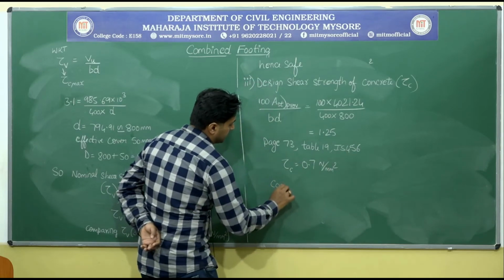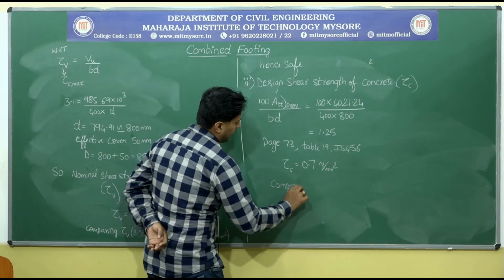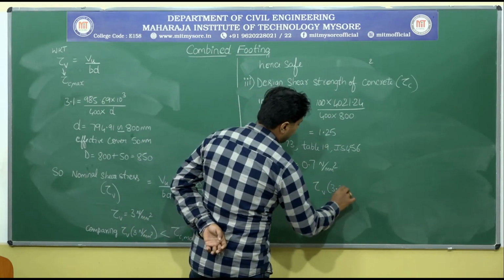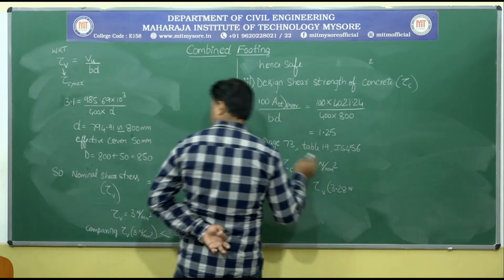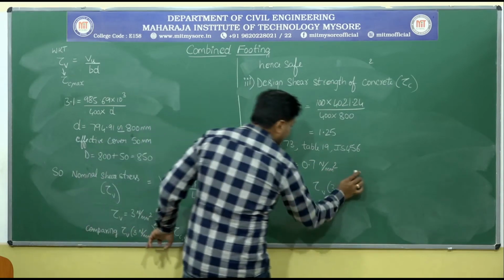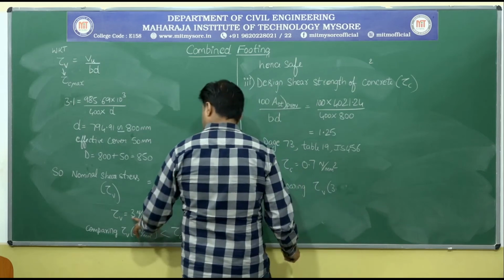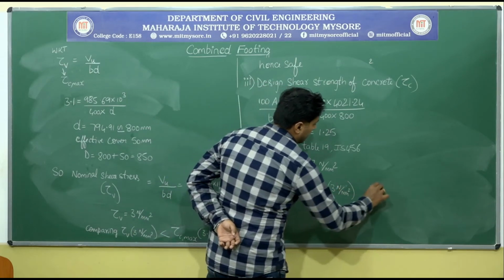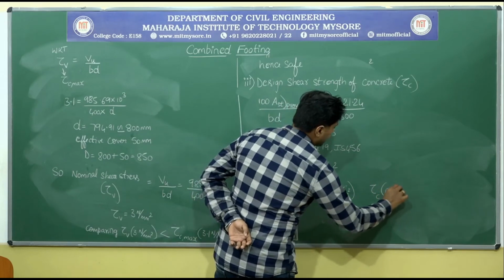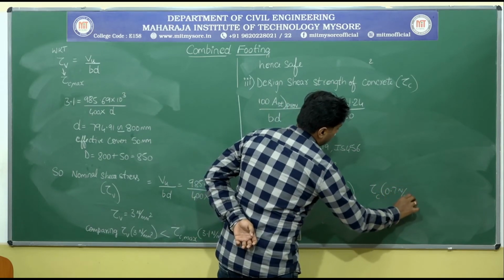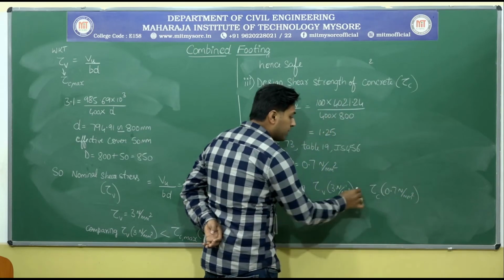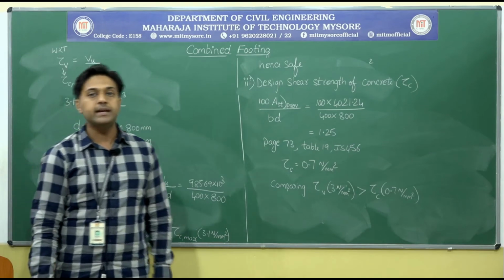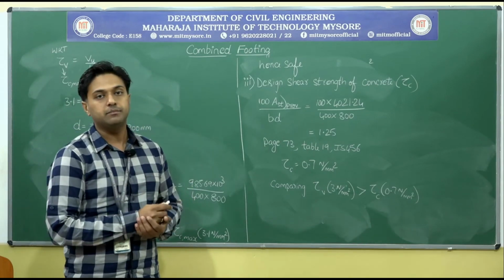Now we'll compare. So comparing tau V, obviously it is greater. I think the tau V value is not 3.28 now, we have altered it. So it's 3 Newton per mm square, and comparing it with tau C, that is 0.7 Newton per mm square. Okay, tau V is exceeding tau C.